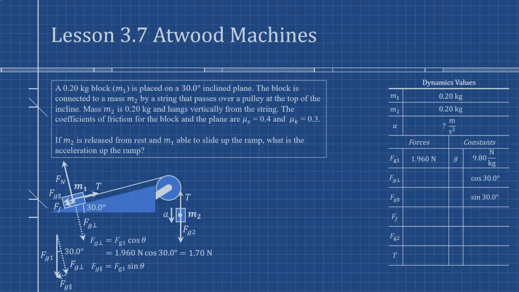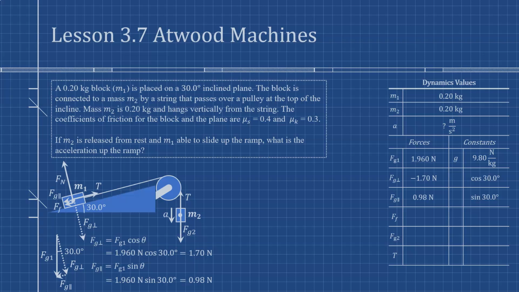Sine slides. So this sine function is going to be multiplied by FG1 to give me the value of force pointing down the ramp. If I calculate that, I have 1.960 times the sine of 30, that's times 1/2, which is 0.98 newtons. I'm just going to plug those values into my table. When I plug in 1.70, I notice that that perpendicular value is going down from my coordinate plane, so I'm going to make that negative. And this Fg parallel value, for right now, I'm going to leave without a sign. I might make that negative later, depending.